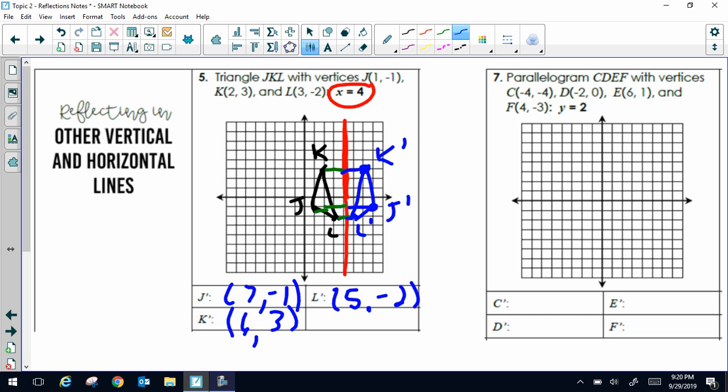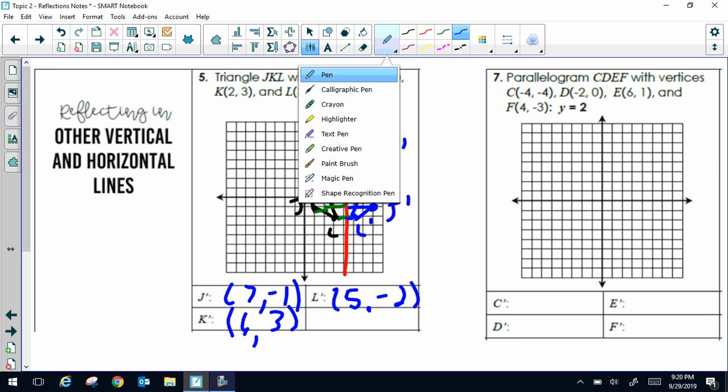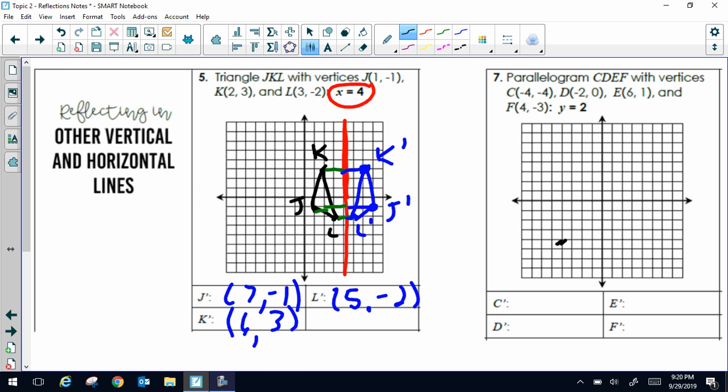Okay. Same thing if you're going the other direction. So I've got my parallelogram here. C is at (-4, -4). D is at (-2, 0). E is at (6, 1). And F is at (4, -3). So here is my parallelogram.